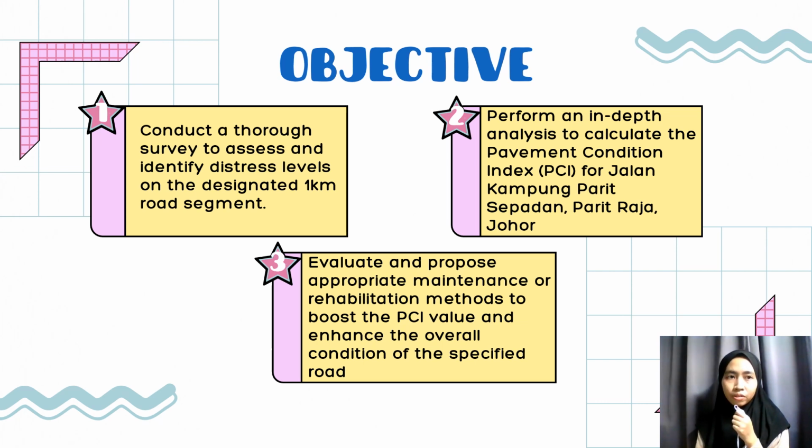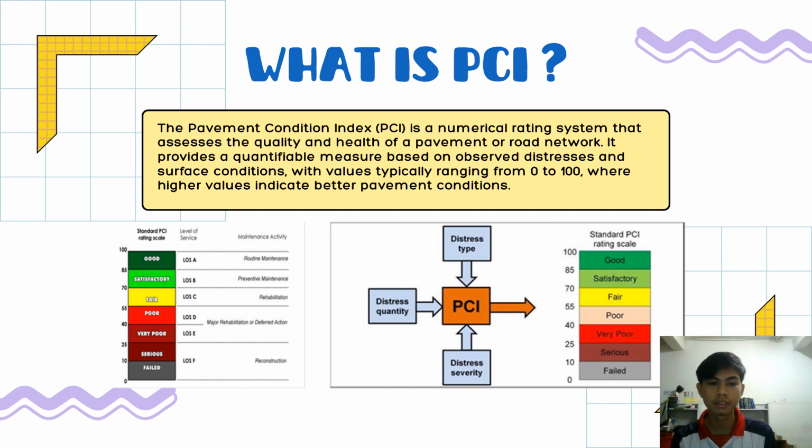the specific road. As you can see, the table and the diagram show information about PCI. PCI stands for Pavement Condition Index. It's a numerical rating system that assesses the quality and health of a pavement or road network. It provides a quantifiable measure based on observed distress and surface condition, with values typically ranging from 0 to 100, where higher values indicate better pavement conditions.